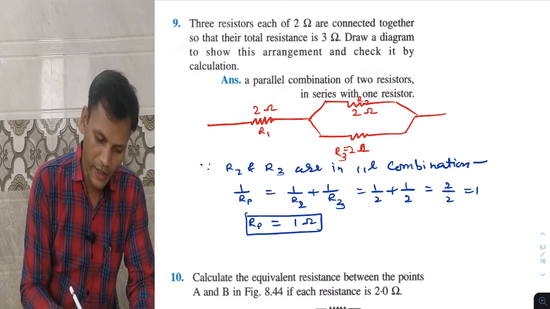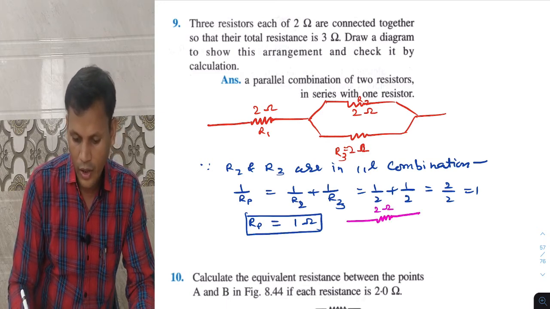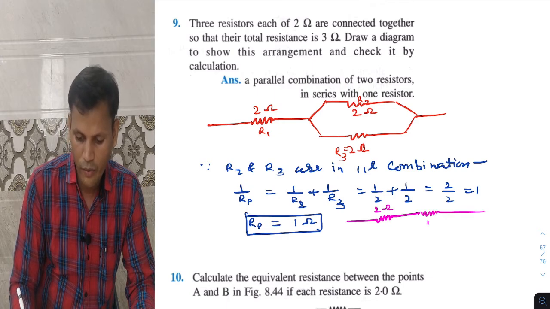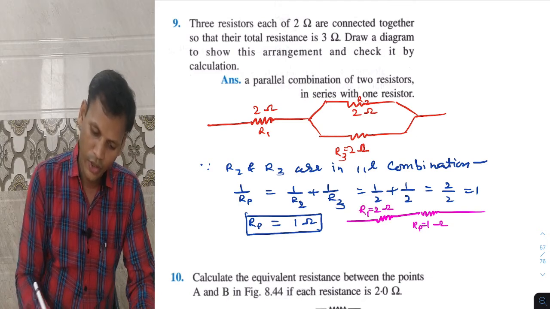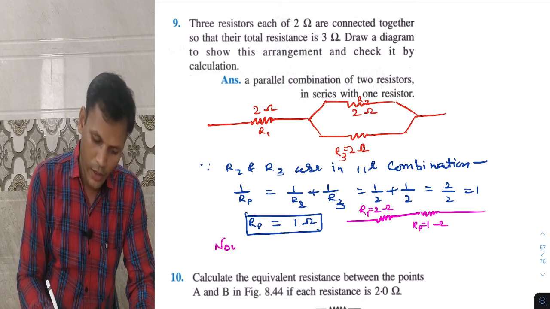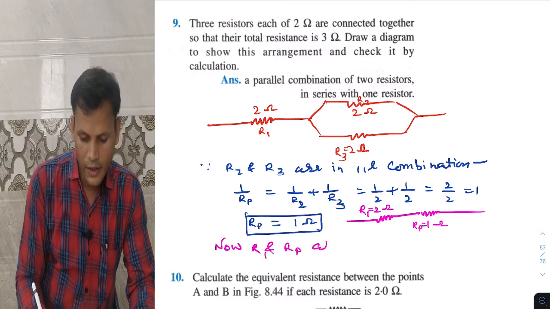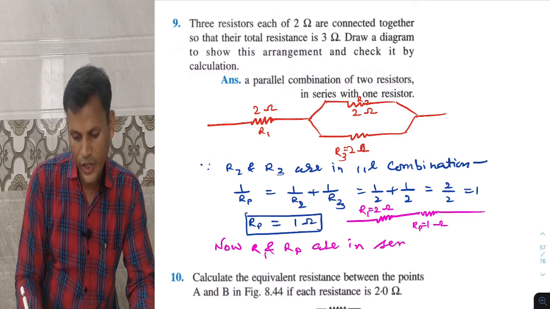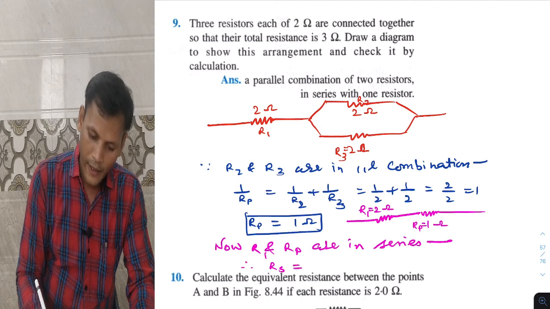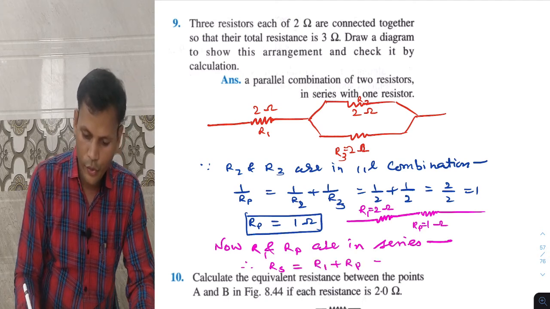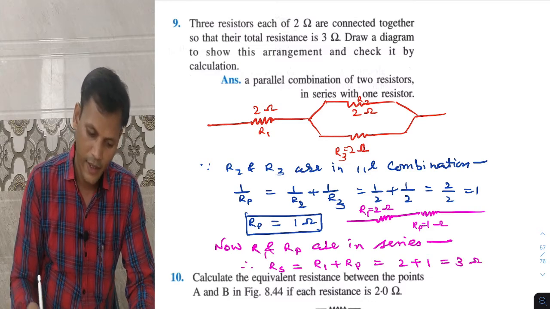So we get another diagram. This resistance is already 2 ohm, and this parallel combination has become 1 ohm, that is Rp, and this is R1. Now R1 and Rp are in series, and we know the series combination. Therefore Rs will be R1 plus Rp, that is 2 plus 1, which is 3 ohm. So this is the final expression.